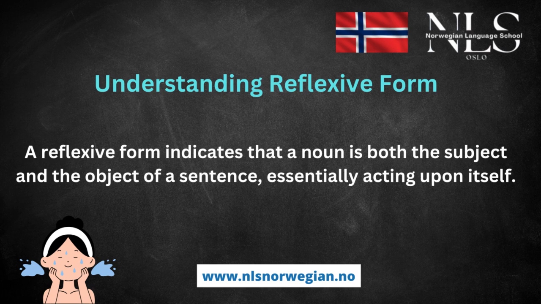Understanding reflexive form. First, it's essential to grasp the concept of a reflexive form. In grammar, a reflexive form indicates that a noun is both the subject and the object of a sentence, essentially acting upon itself. This often involves reflexive pronouns such as myself, yourself, or themselves. In English, for example, in the sentence, she taught herself to play the piano, the reflexive pronoun herself is used to show that the subject of the sentence, she, is also the object, herself.